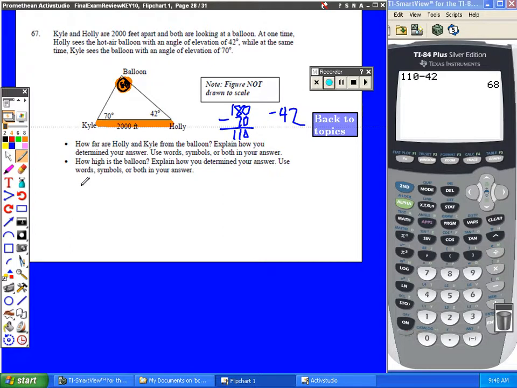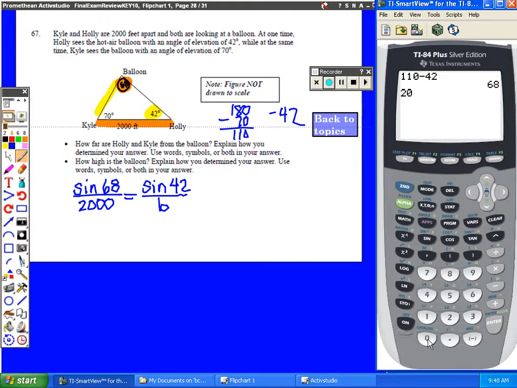All right, so the sine of 68 over 2000 is equal to, it doesn't really matter, but I'll do this side first, the sine of 42 over b. Now to type this in, you're going to cross multiply. So it's going to be 2000 multiplied by the sine of 42. And then I'm going to divide that by the sine of 68. And that should give me b.